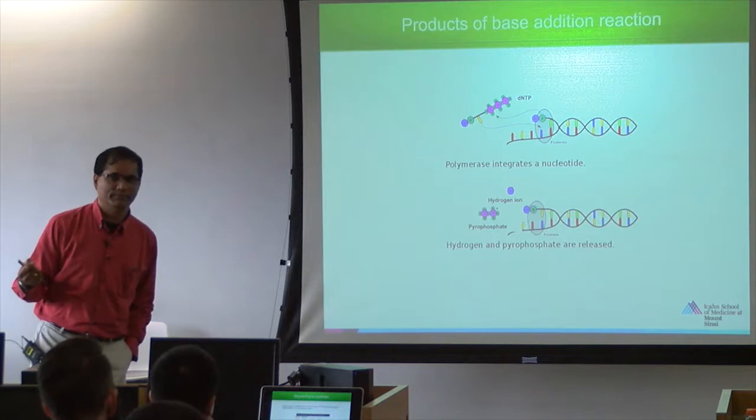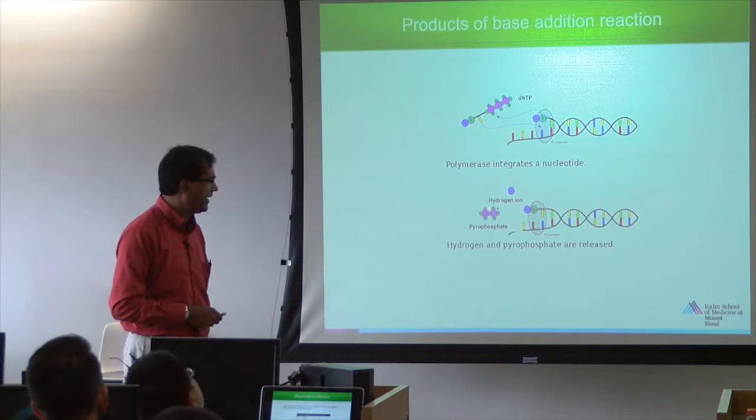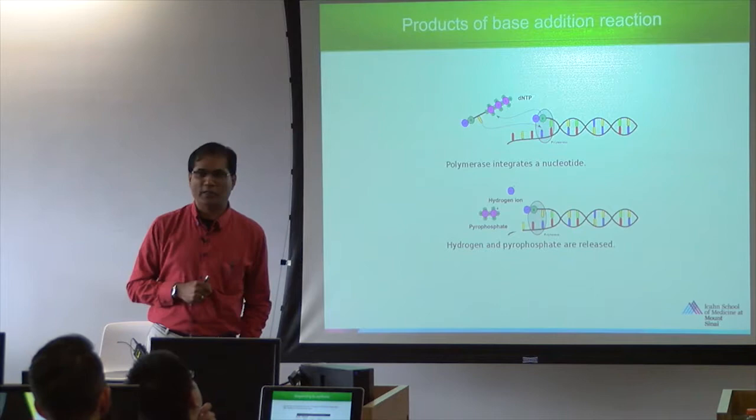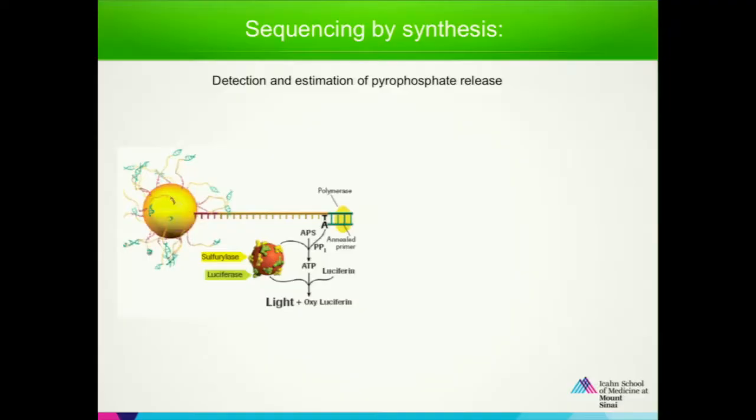The first technology that was developed in Branford, Connecticut, very close to us, they decided to detect the release of pyrophosphate. Okay? How did they do that? You have to go back to nature and try to understand the different cellular functions in nature and then put them together to develop a technology. That is how you do that.